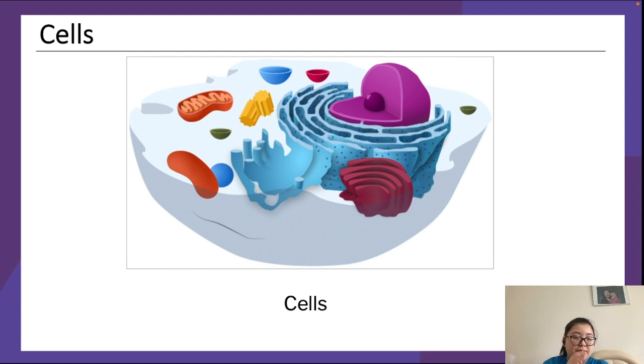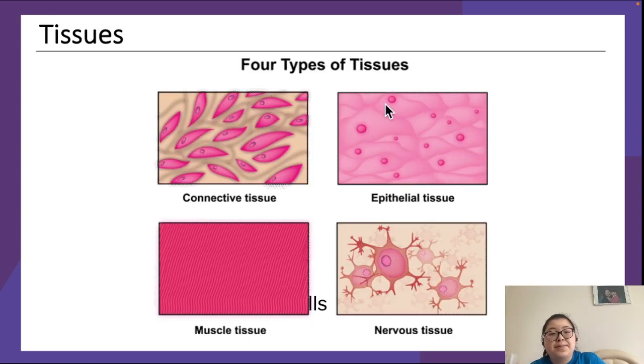You don't need to know about plant cells. It's kind of irrelevant, just animal cells, because humans are animals. So that's why we just need to learn about animal cells, not plants.